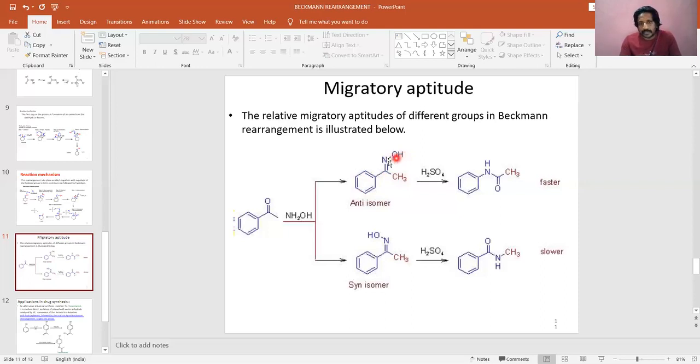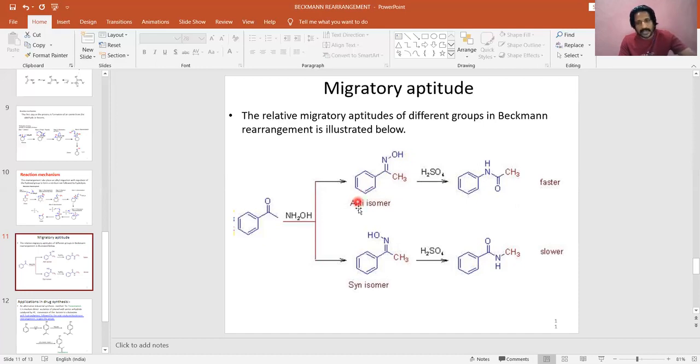So look at the groups here. Here we have a double bond, and here we have one phenyl ring, CH3, and OH. So OH will have the highest priority. Then the second will be the aryl group or phenyl group, C6H5. So these highest priority groups are on the opposite side of the double bond. Then we call it an anti-isomer.